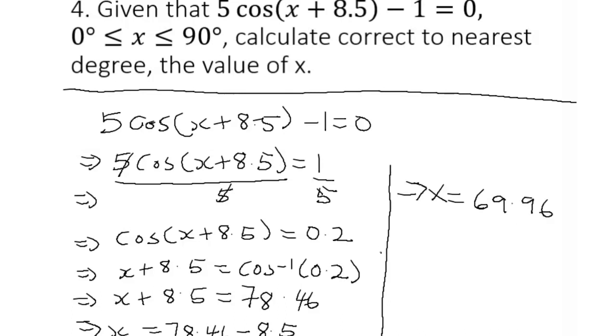69.96. Let's go back to the question. We were asked to correct to the nearest degree. We have 69.96. So the nearest degree is 69, but after 69, the next digit is 9. So we add 1 to it, which is 70 degrees.